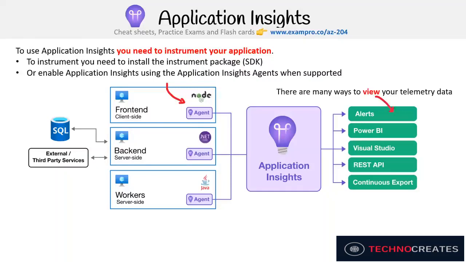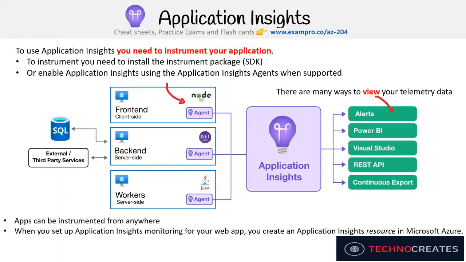And there's many ways that you can view your telemetry data. So the idea is that the agents send that information to Application Insights, and then you're going to be able to leverage that in alerts, Power BI, Visual Studio, REST API, continuous exports. A lot of services can ingest Application Insights. So apps can be instrumented from anywhere. So if you're running on AWS, you can install it on your servers there.